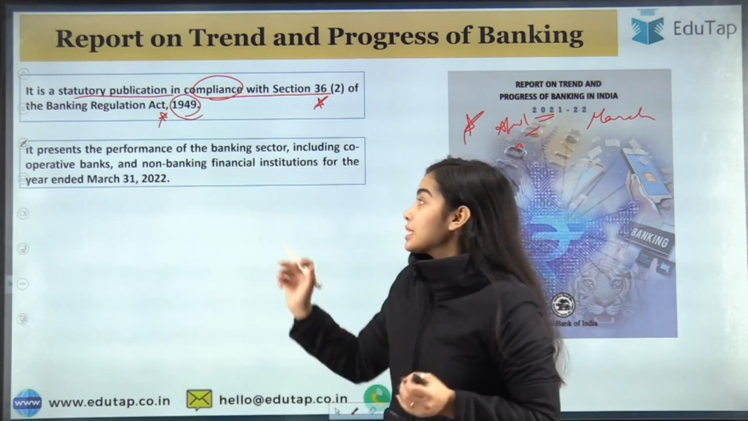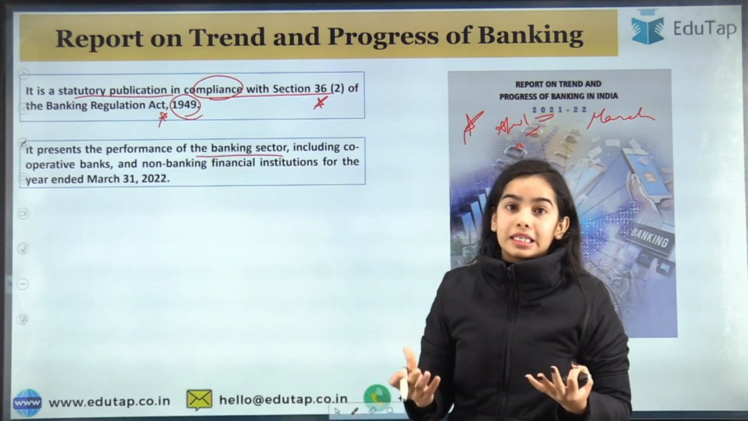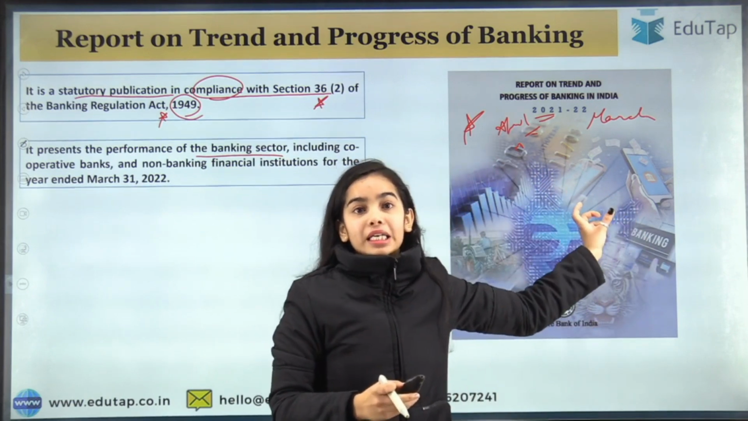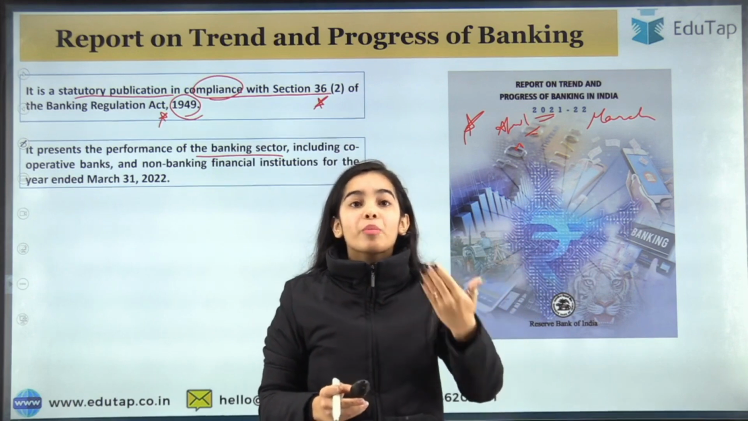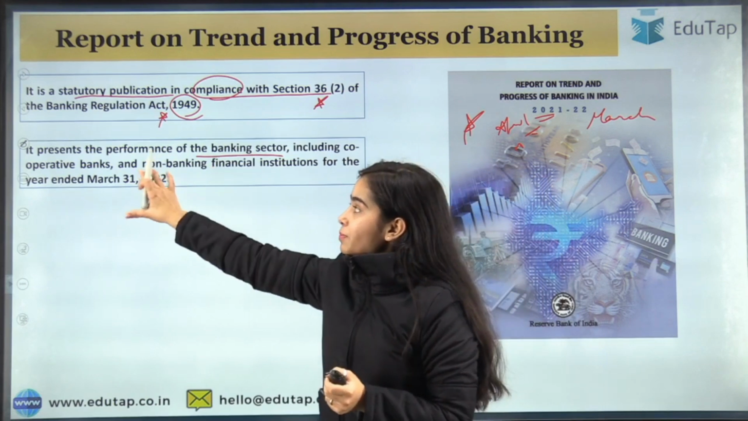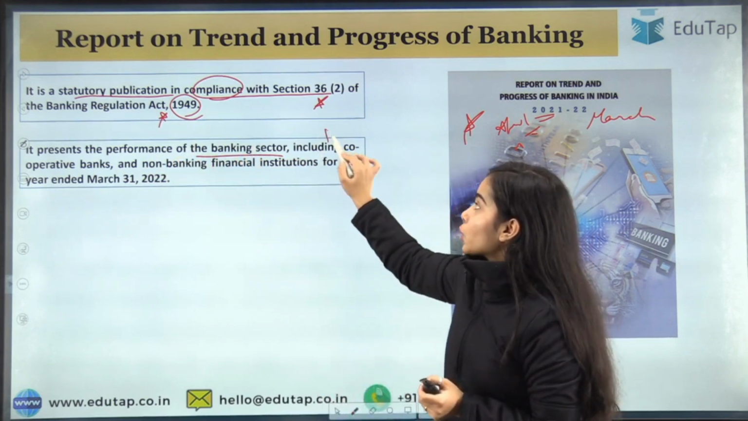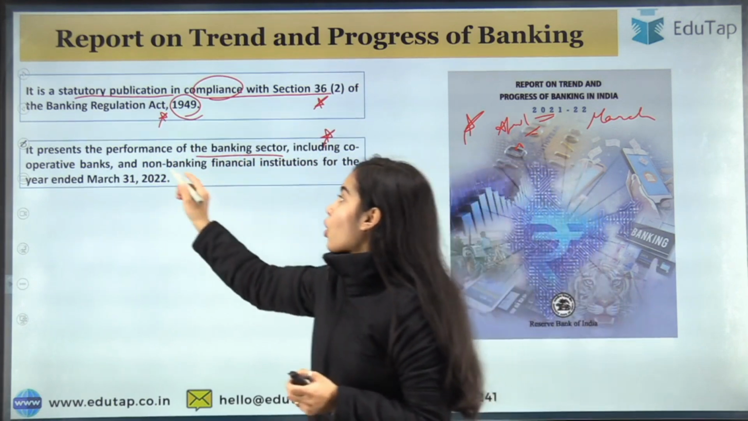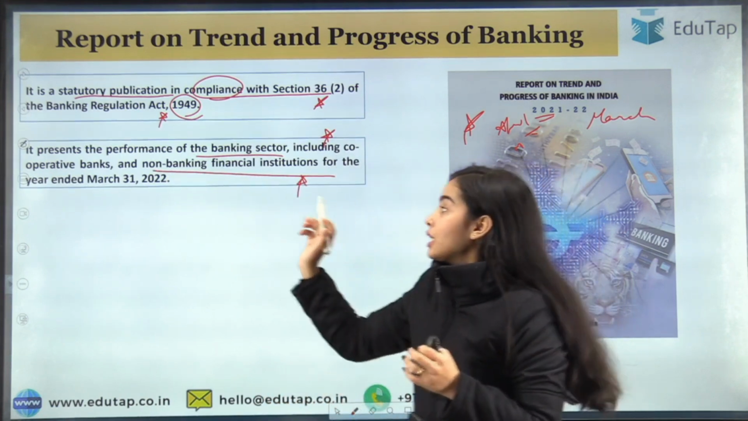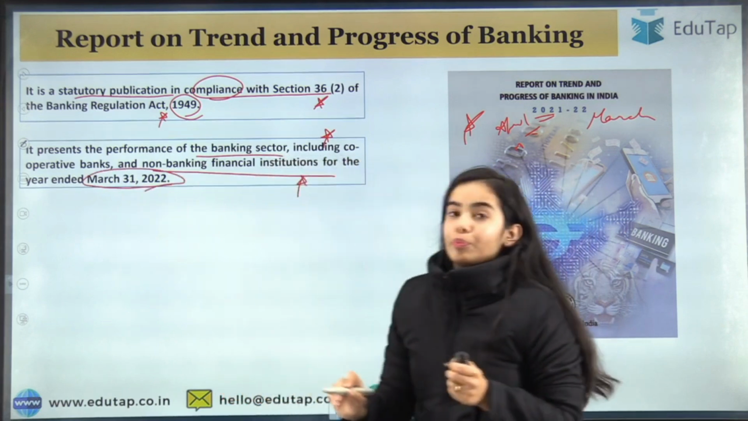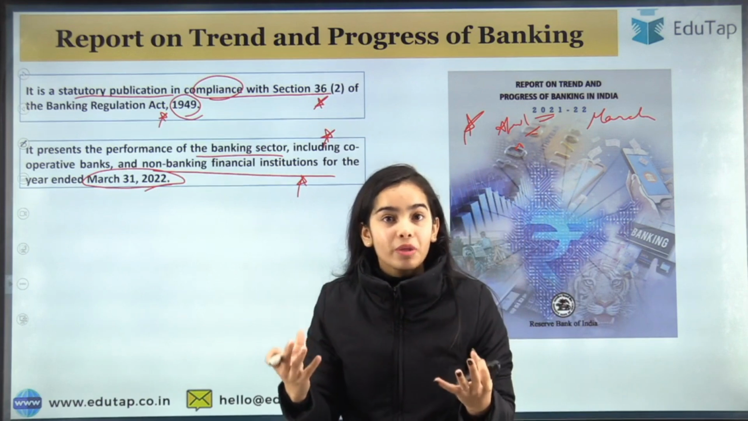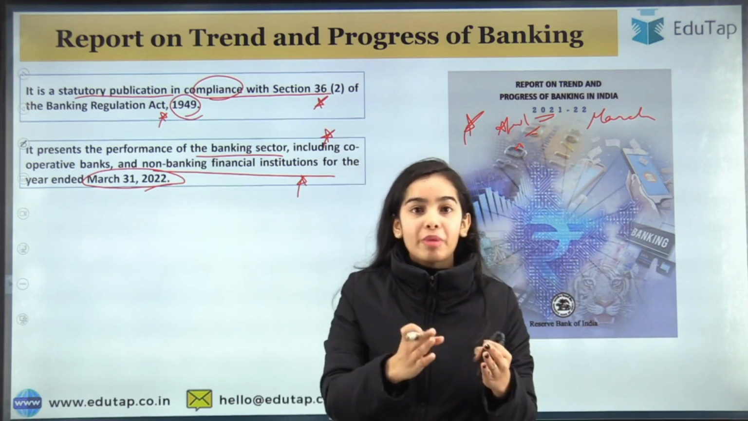Now this report on the trend and progress of banking in India for the period of 2021-22 presents the performance of the banking sector. Of course, this is the report for the trend and progress of banking in India, so it is going to talk about the performance of the banking sector, including the cooperative banks and the non-banking financial institutions also. And this is for the period till March 31st, 2022. Remember that this report talks about the performance of the banking sector, including the cooperative banks and the non-banking financial institutions.